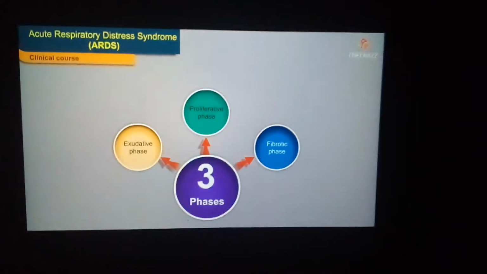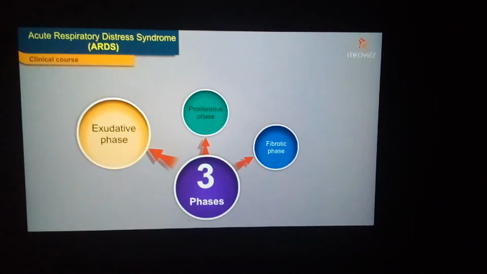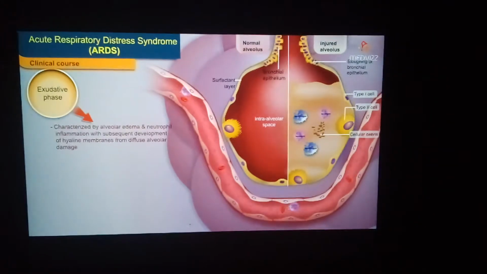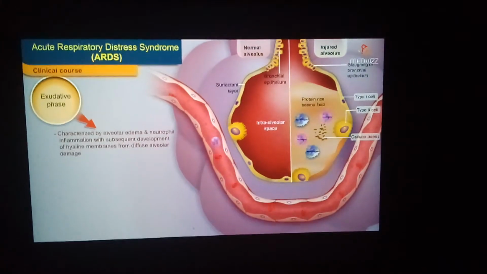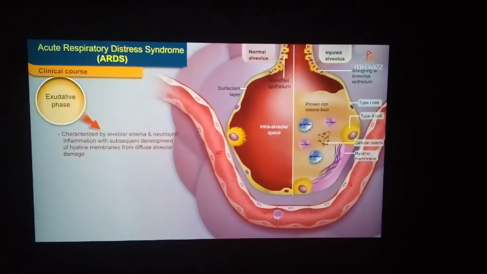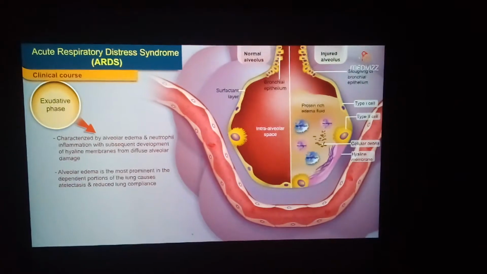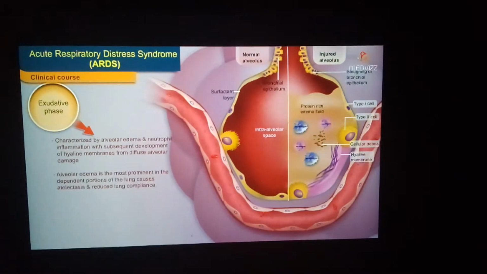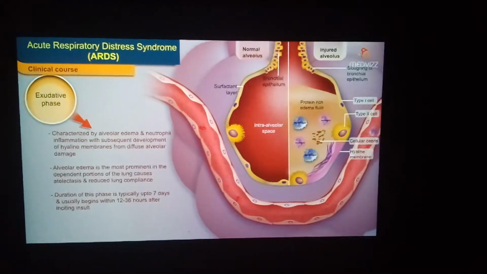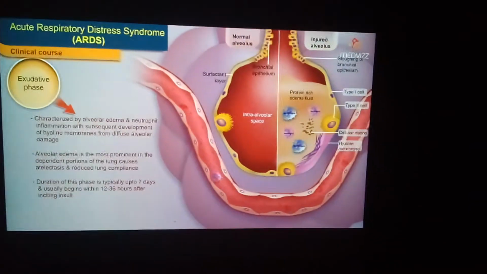The clinical course. There are 3 phases in the natural history: exudative phase, proliferative phase, and a fibrotic phase. The exudative phase is characterized by alveolar edema and neutrophil inflammation with subsequent development of hyaline membranes, which are eosinophilic and glassy, and they cause the diffuse alveolar damage. The alveolar edema, which is most prominent in the dependent portions of the lung, causes atelectasis and reduced lung compliance. The duration of this phase is typically up to 7 days and usually begins within 12 to 36 hours after the inciting insult.